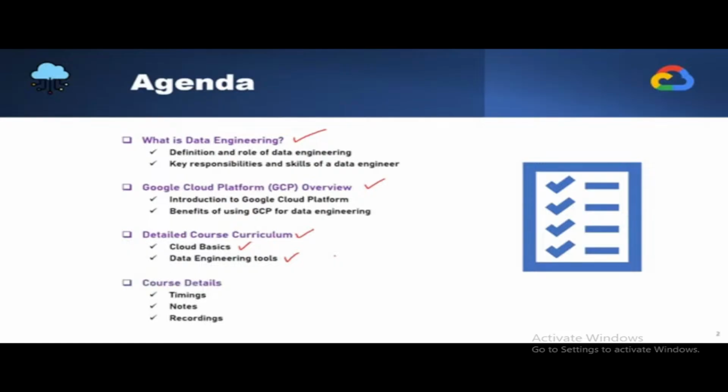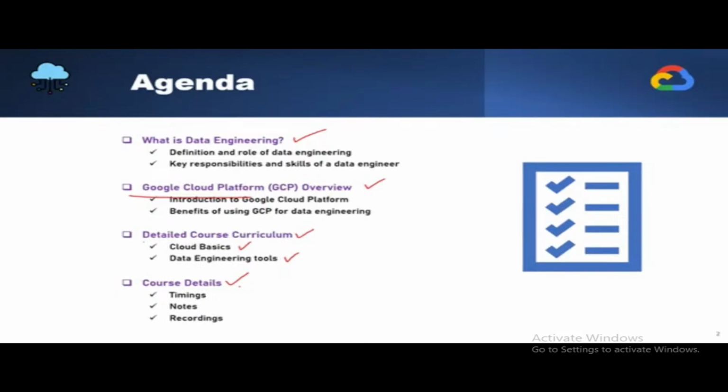And the fourth topic I am going to cover is the course details. Some people may have questions, sir, when is the batch getting started? What are the timings? And what are the things you are going to provide us? All of those things, the course highlights, I am going to talk about here. So we have divided our entire session today into 4 topics. First is what data engineering is. Then we will talk about the Google Cloud Platform. Then we will see the detailed course curriculum. And then we will talk about the course details. So this is what we are going to cover.